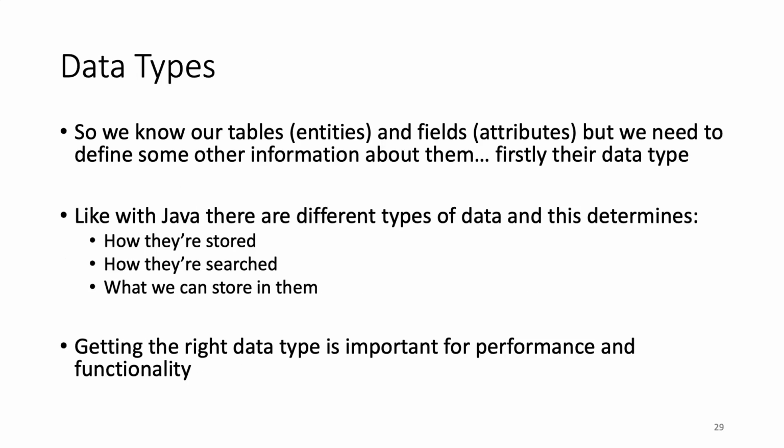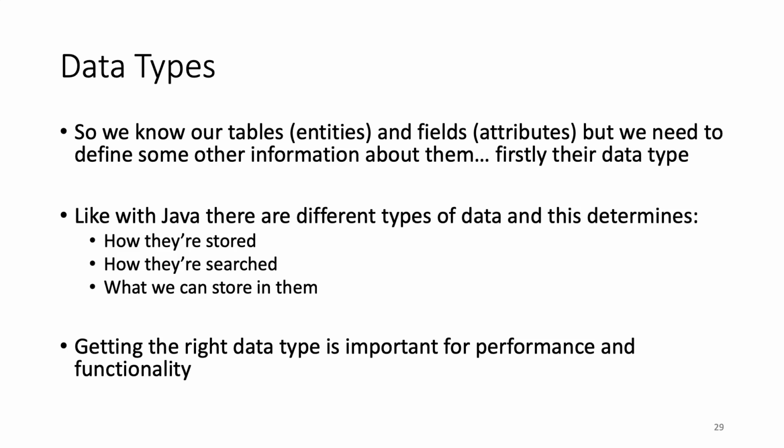So we have our tables, and we know our fields, the attributes that we're going to map to it. But in order to turn this into an actual database, we need to know a bunch of other stuff about it. The first thing we want to decide is what's the data type of the field? What are the constraints potentially upon that? As with Java, as with programming, there are different types of data. The different types determine how they're stored, how they're searched, and obviously what we can store in them. It's very important to get the right data type selected early on, or else we can't store the data correctly.